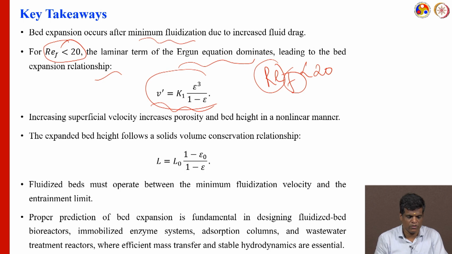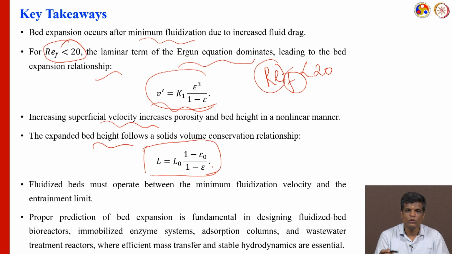by 1 minus epsilon. So, what will happen if you increase the superficial velocity? Of course, the porosity and the bed height also increase non-linearly. It is not linear; it shows non-linear behavior when you increase the superficial velocity. So, the expanded bed height follows this, we already know that L equals L naught times (1 minus epsilon naught) by (1 minus epsilon). We will use this relation to find how much the length of the bed expands.